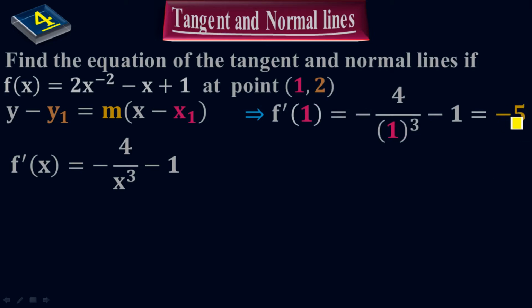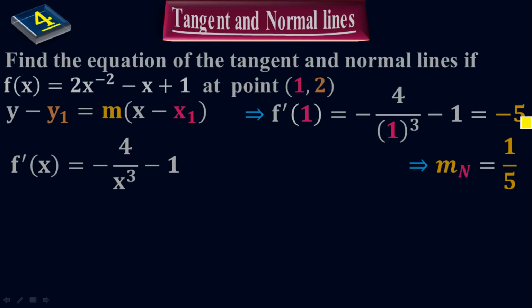This negative 5 is the slope of the tangent line, remember, not the slope of the normal line. The question asks about the equation of the tangent line and the equation of the normal line. So to find the equation of the tangent line, plug in all the respective values here. But what about the slope of the normal line? It is pretty easy. If you know the slope of the tangent line, you can automatically find the slope of the normal line. So take its reciprocal with the opposite sign. It will be positive 1 over 5. So the slope of the normal line will be positive 1 over 5.